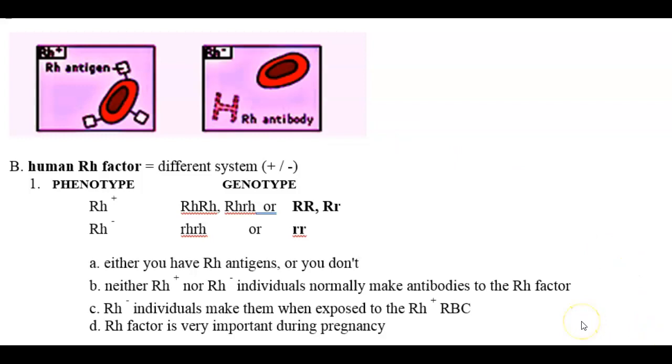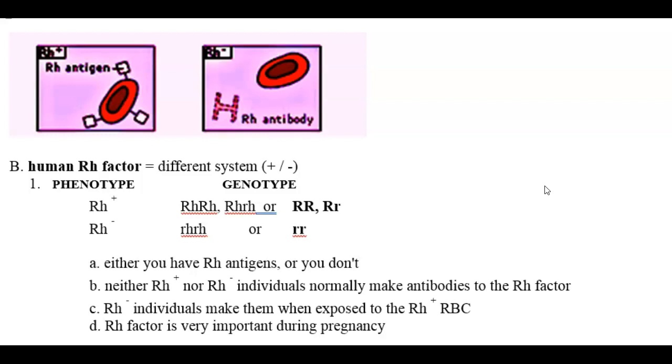So look at B. Neither Rh positive nor Rh negative individuals normally actually make those antibodies to the Rh factor. Rh negative individuals are going to make them when they are exposed. So normally these are not going to be here. That's different from the A and the B blood. In the A and B blood, the antibodies are going to be automatically there. But with this, these antibodies right here, again, they're not normally going to be there unless they're exposed to the Rh positive red blood cell. And that's going to be really important during pregnancy.